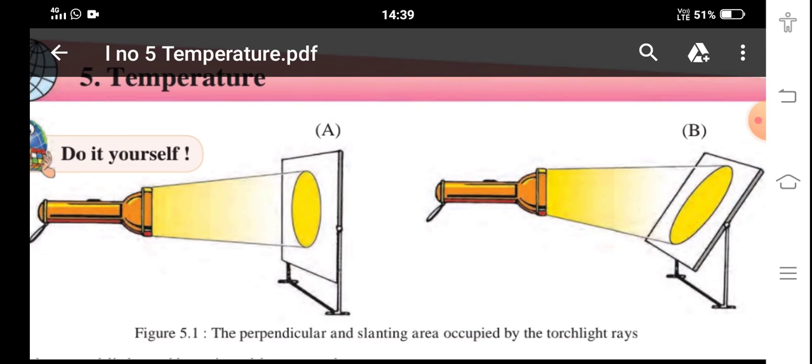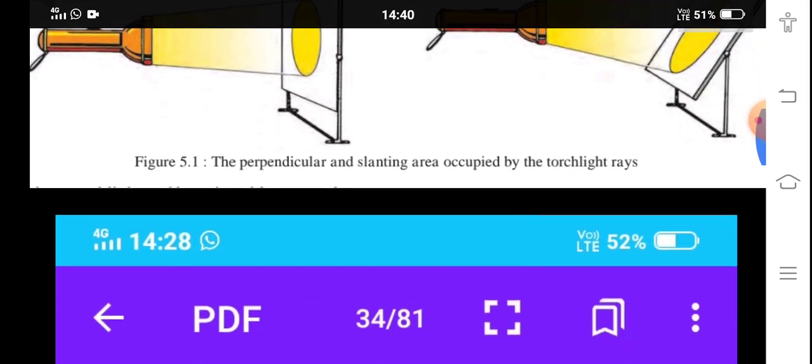This figure is about the perpendicular. In the first figure, in 5.1 a, you are seeing the torchlight perpendicular on the paper. And in figure 5.1 b, you are seeing the torchlight slanting on the paper. Now we are going to see the lesson.